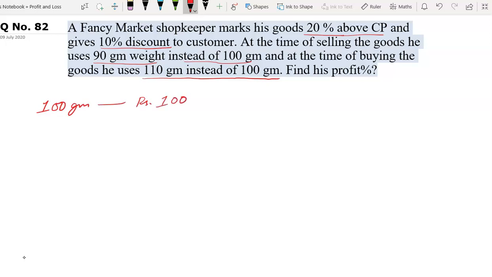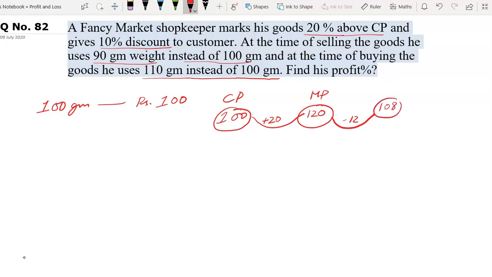So 1 gram will cost him 1 rupee. Now our CP is 100. He marks his goods 20% above CP. So 20% of 100 will be 20. So there is an increase. So 120 is our mark price. Now he gives a 10% discount to customer. 10% of 120 will be 12. Discount means minus. So 120 minus 12 will give us 108, and 108 is our selling price.